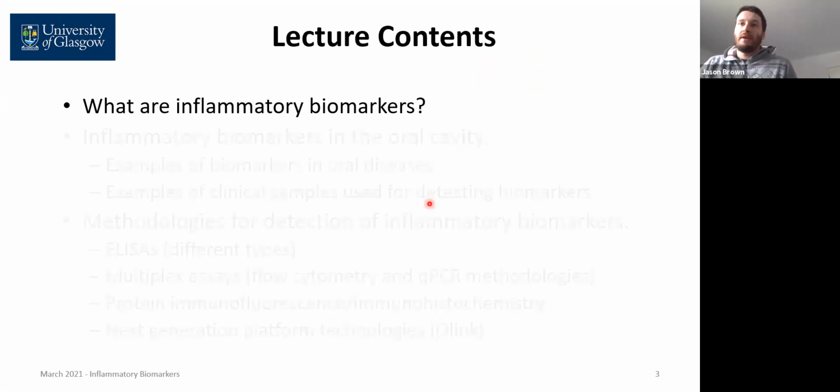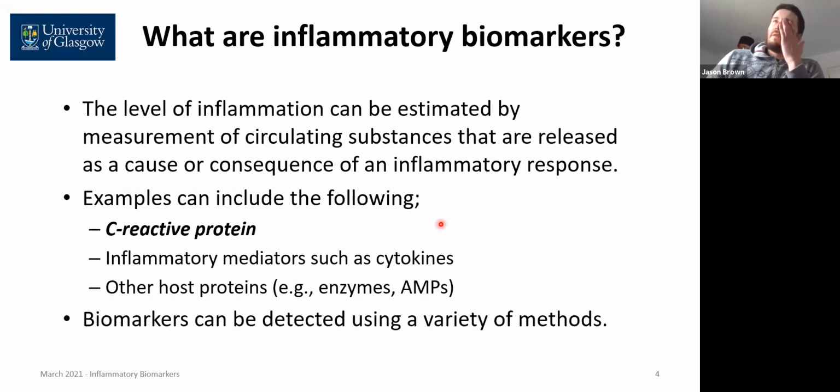The first part is going to be very simple. So what are inflammatory biomarkers? Well, the level of inflammation within a given patient can be estimated by measuring circulating substances. And one of these circulating substances will be proteins. And these proteins are released as a cause or a consequence of an inflammatory response. And these inflammatory responses are basically the immune system responding to certain microbes, for example. And obviously, if we think about the oral cavity, there are many different types of oral diseases that can involve some role of the immune system.